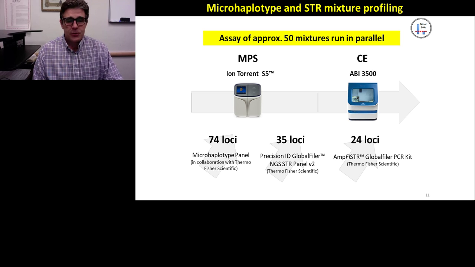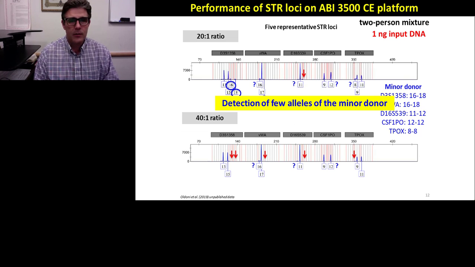We analyzed those mixtures in multiple ways. So we used our microhaplotype assay. We also used the conventional Global Filer kit with capillary electrophoresis, the 24 loci assay that has been validated in many laboratories. And then we used the new Precision ID Global Filer NGS STR panel version 2. And that includes all the 24 loci that are in the conventional CE Global Filer, plus an additional set of loci that increase the power of discrimination of the assay. So we analyzed the same mixture with the same amount of DNA in these 3 different ways. And here are the data.